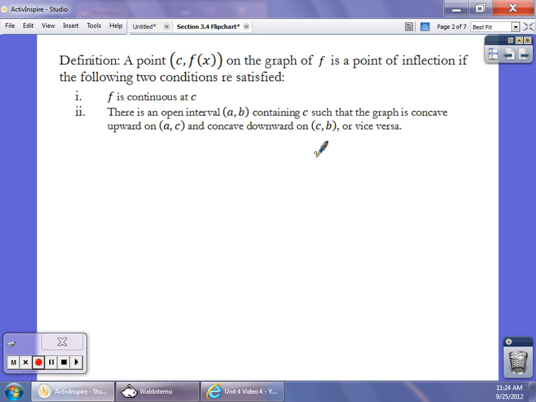Set up your number line. Once you set up your number line, you're going to determine whether the second derivative is positive or negative. If it's positive, it's concave up. If it's negative, it's concave down. Simple as that. If you have a change in concavity, then it's a point of inflection. If you don't have a change in concavity, then there's no point of inflection.